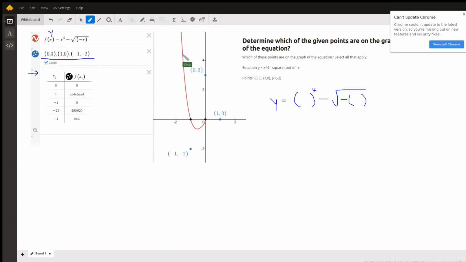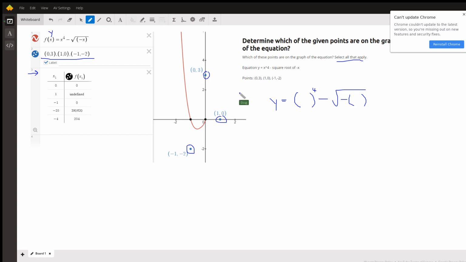Well, that red curve is the graph of that function. And if I plot the points (0, 3), it's right here. (1, 0), it's right here. (-1, -2), it's right here. None of them lie on the graph. So the answer is, there might have been a select all that apply. Maybe there was an answer, none of the above.